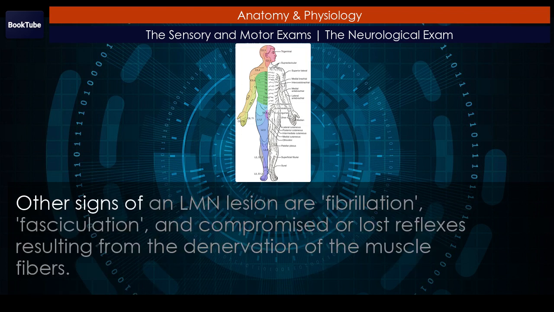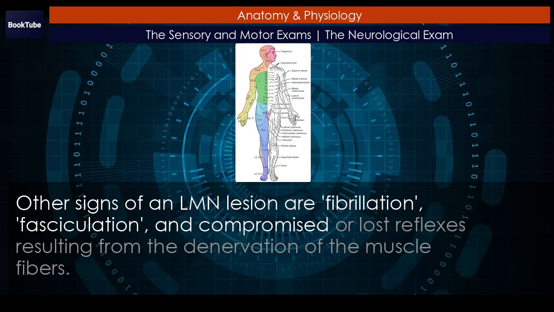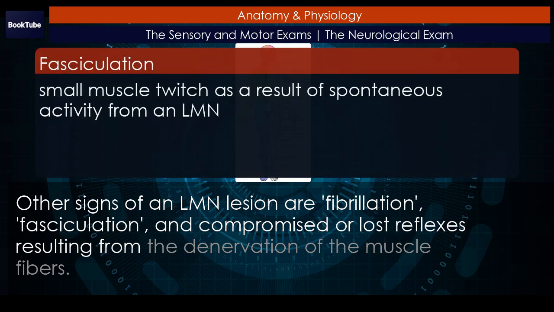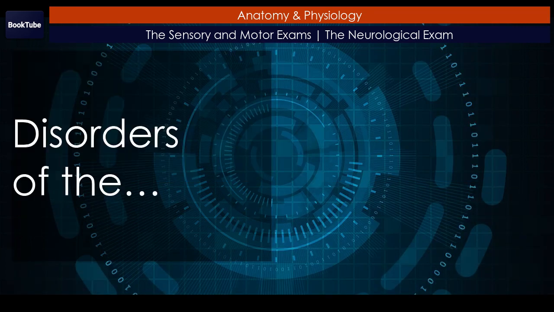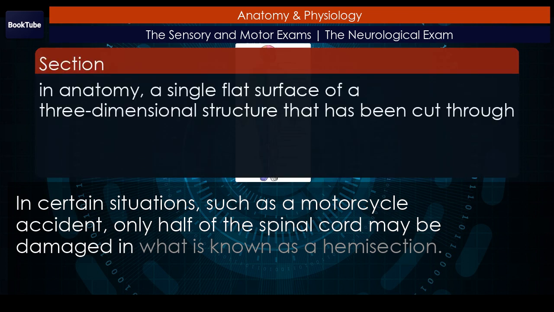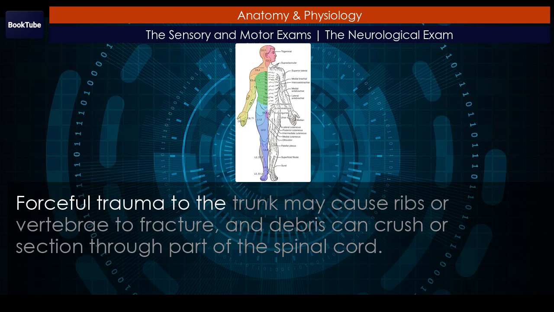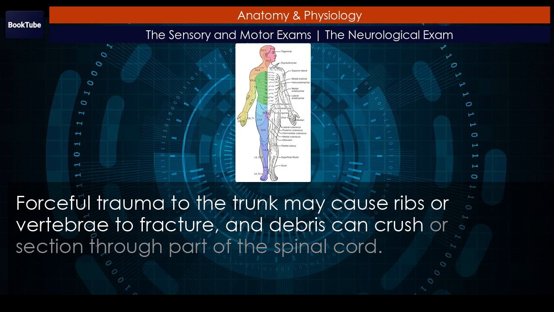Other signs of an LMN lesion are fibrillation, fasciculation, and compromised or lost reflexes resulting from the denervation of the muscle fibers. Disorders of the spinal cord. In certain situations, such as a motorcycle accident, only half of the spinal cord may be damaged in what is known as a hemisection. Forceful trauma to the trunk may cause ribs or vertebrae to fracture, and debris can crush or section through part of the spinal cord.